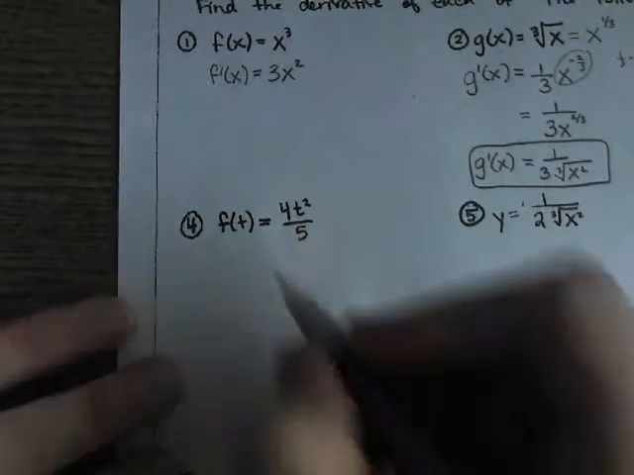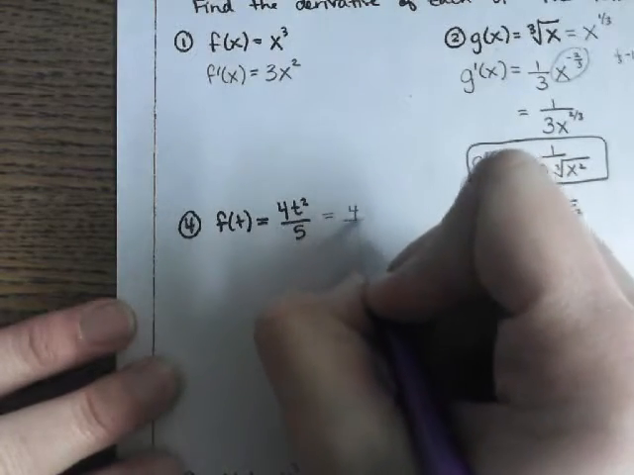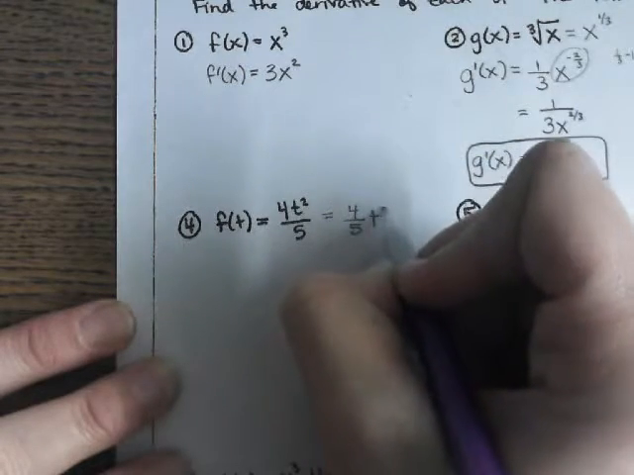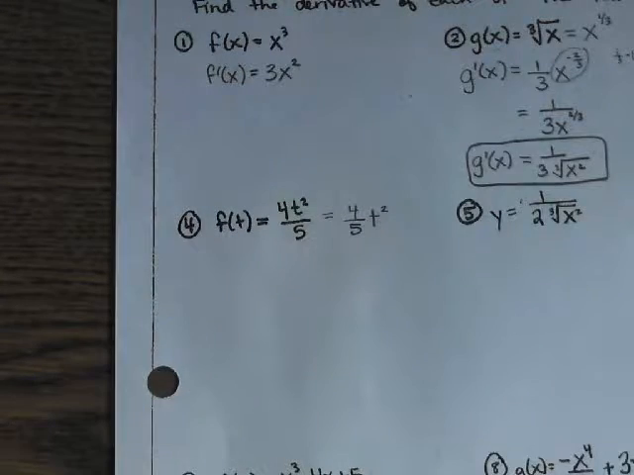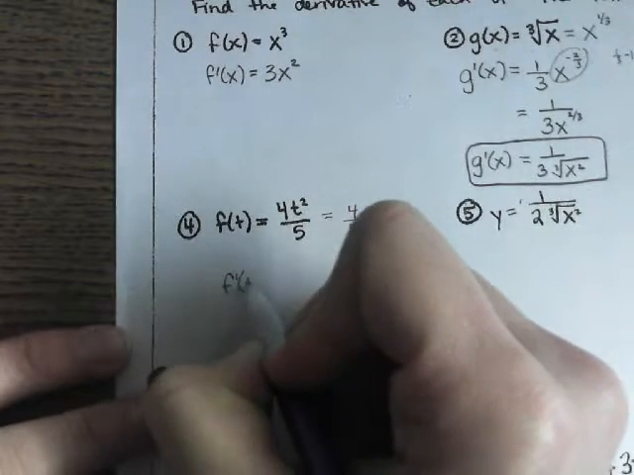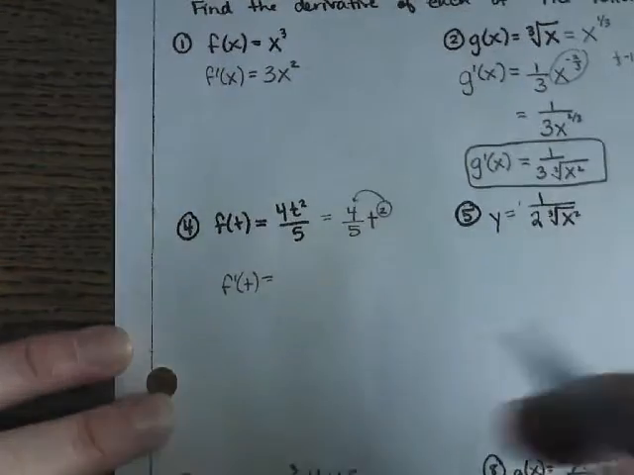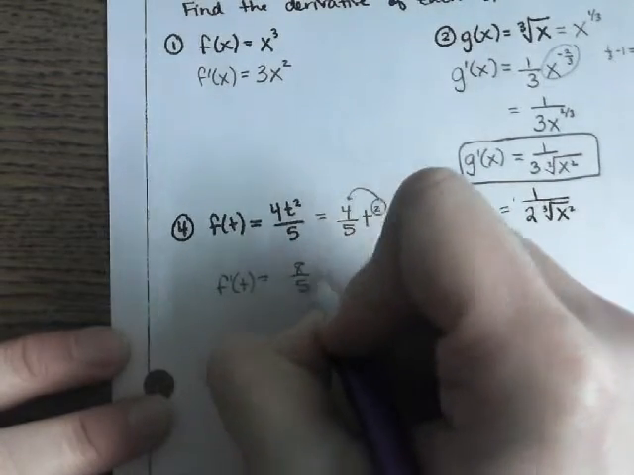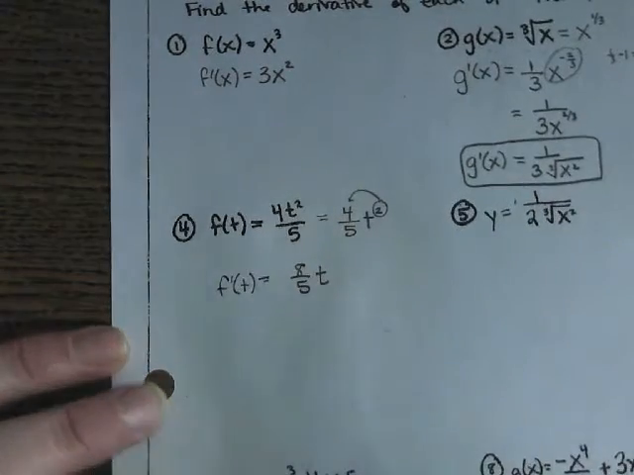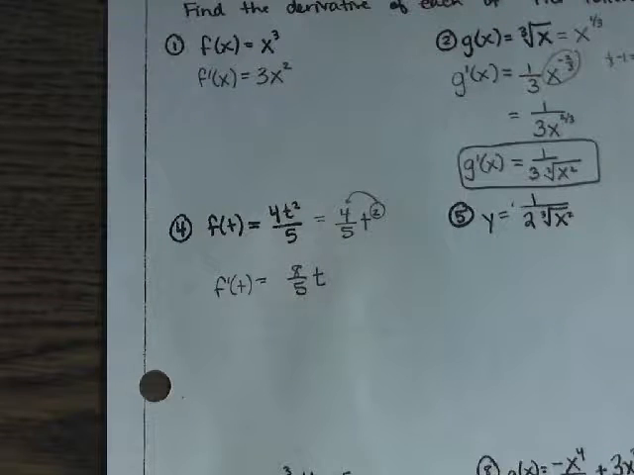Okay? Number 4, I would just probably, it is rewriting, I guess, technically, but it's almost like interpreting. I would just interpret that 4 over 5 as a coefficient of 4/5. Now, if I bring my 2 out in front, and there's already a 4/5 there, it's going to get multiplied. So f prime of t, I'm bringing my 2 out in front, 4/5 times 2 is going to be 8/5, and then it's just going to be t to the first power. So that's done.